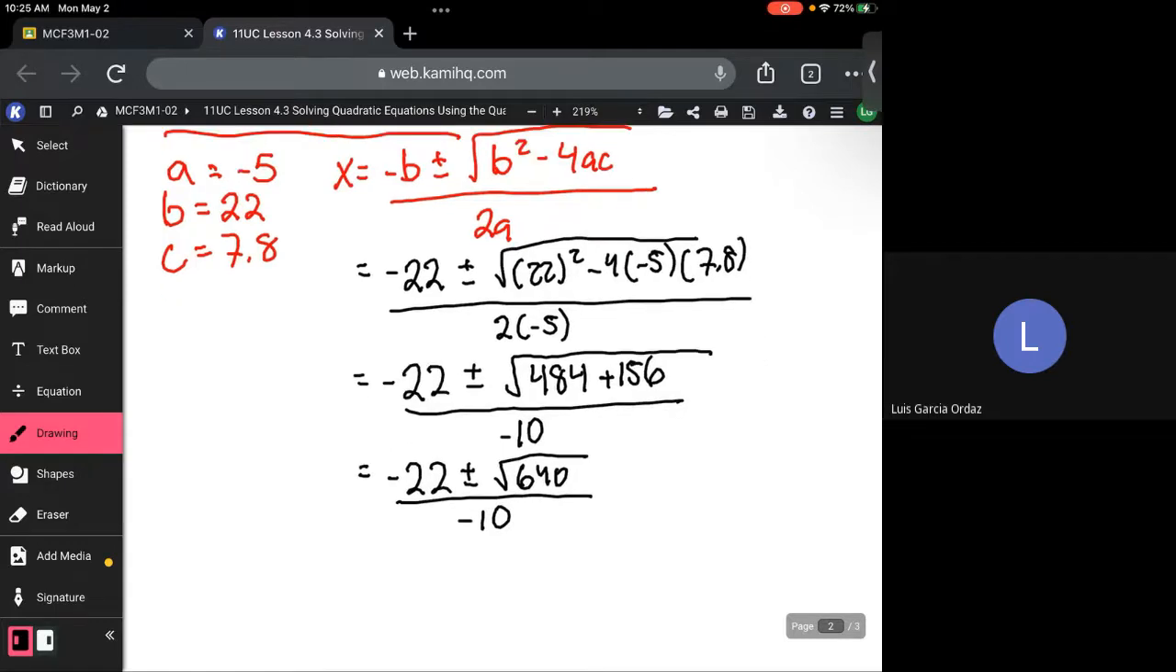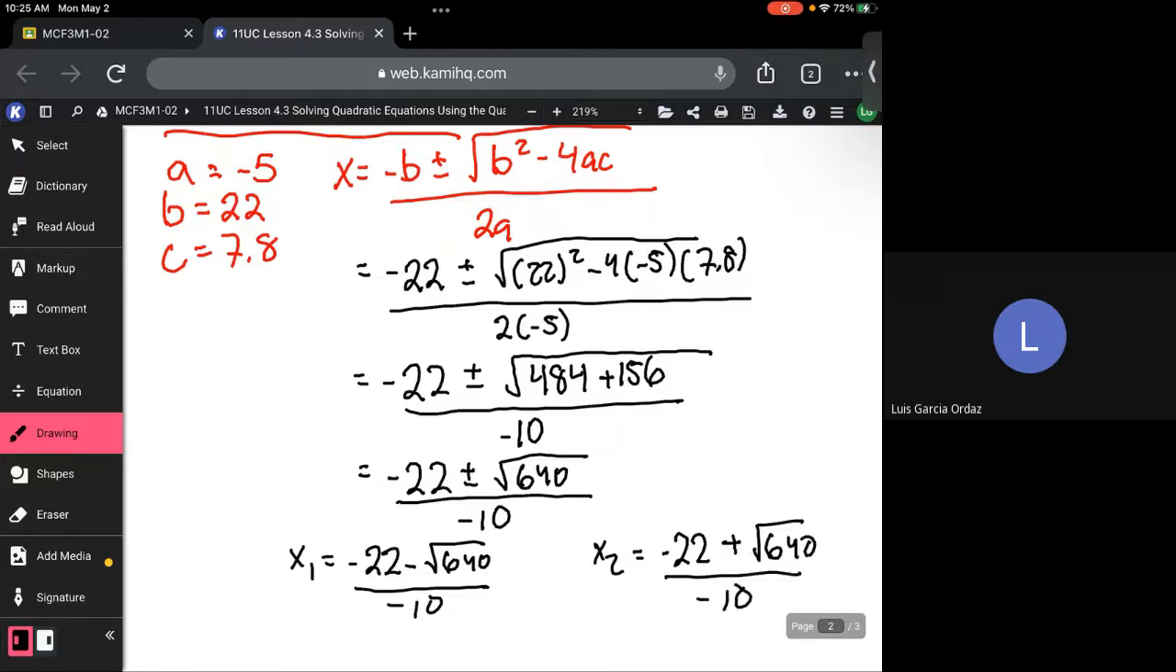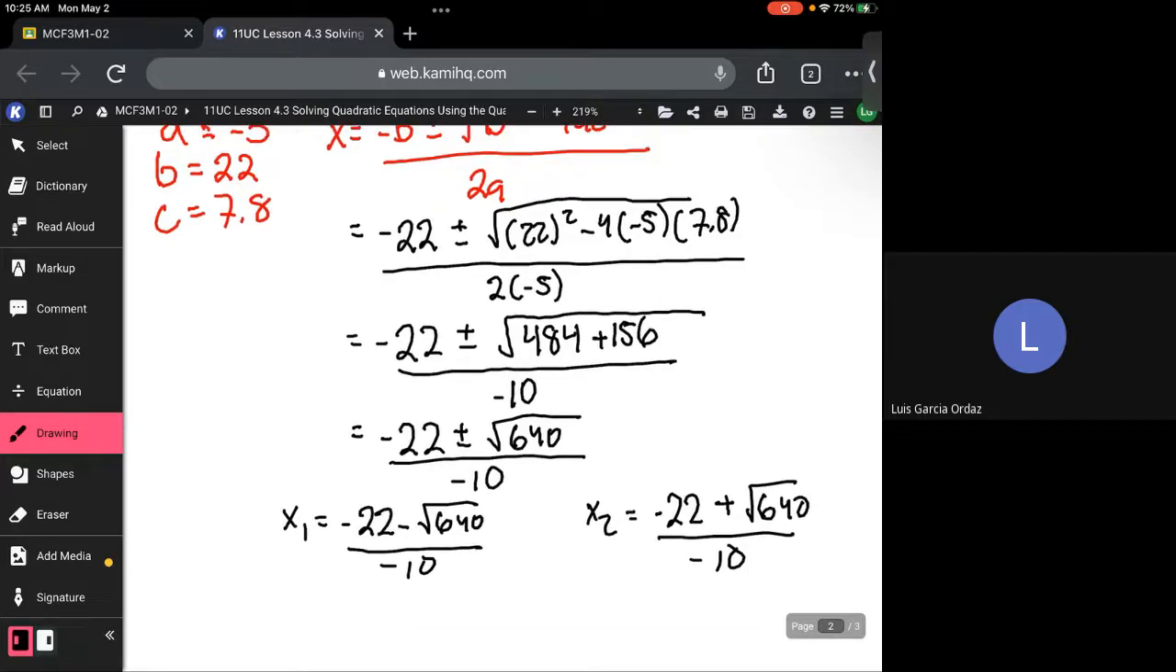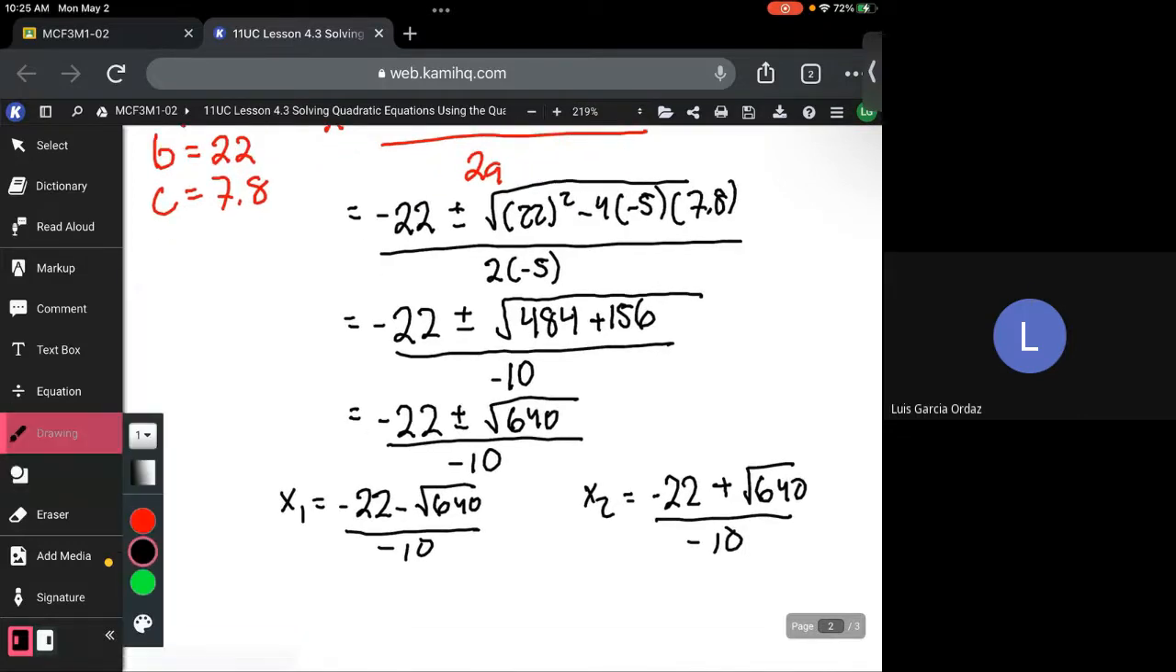So remember, one answer is going to be x is equal to -22 minus the square root of 640 divided by -10. And the other is going to be -22 plus the square root of 640 divided by -10. I want you to give me it to the closest decimal place. So can someone do the first one? -22 minus the square root of 640 divided by -10.